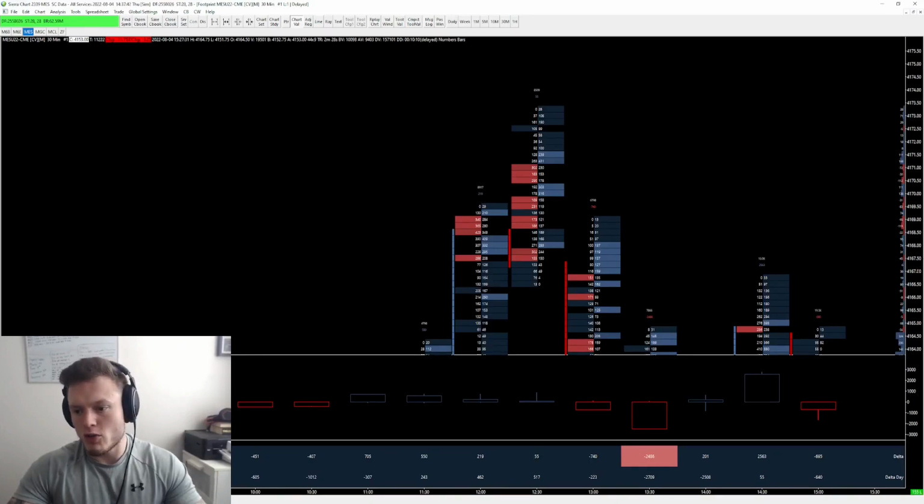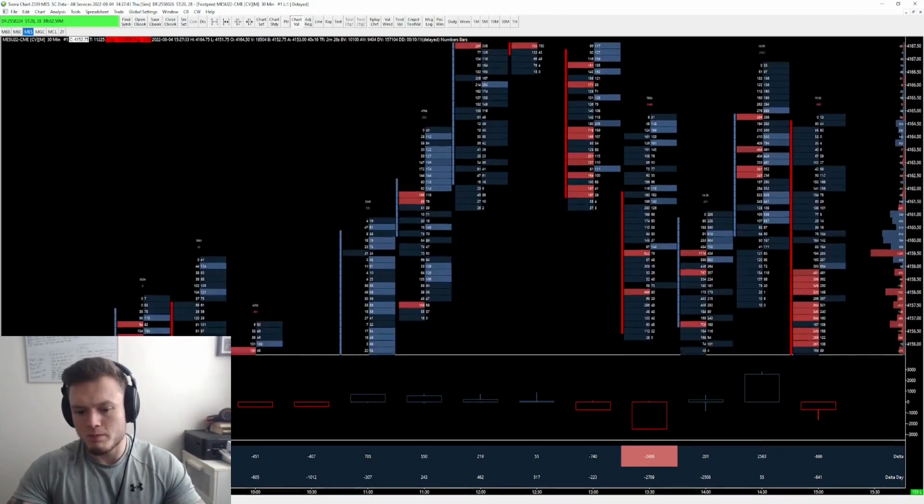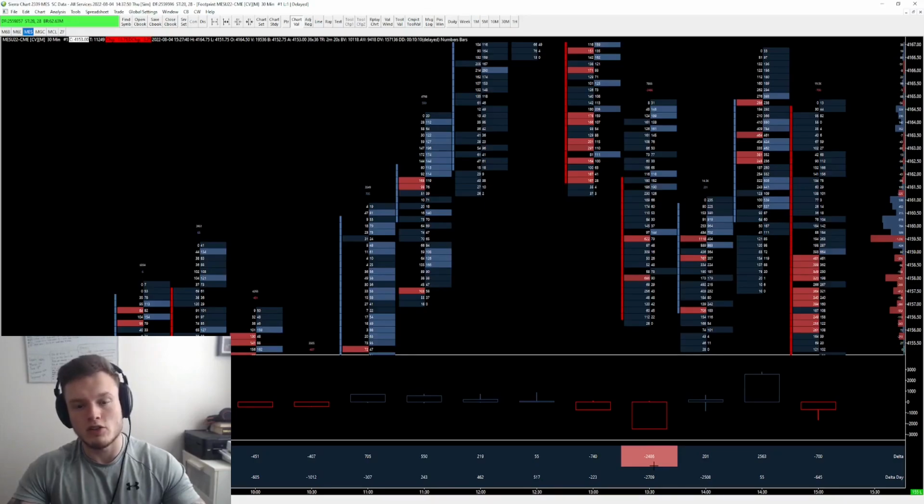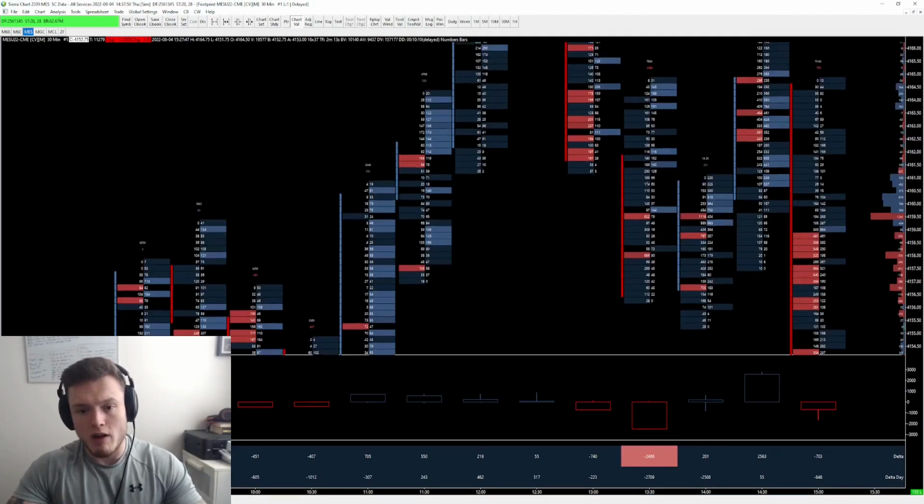So to take you through a different example here, if we go over this candle, which is a negative 2486 candle. So there was 2,486 more sales, more contracts sold in this bar than there was bids, sorry, and we can actually see where all of these lie.